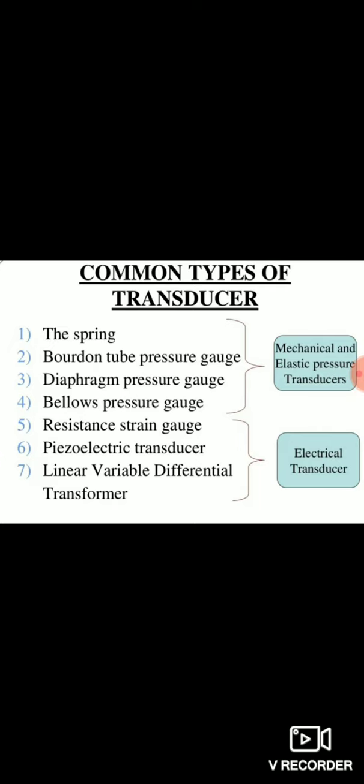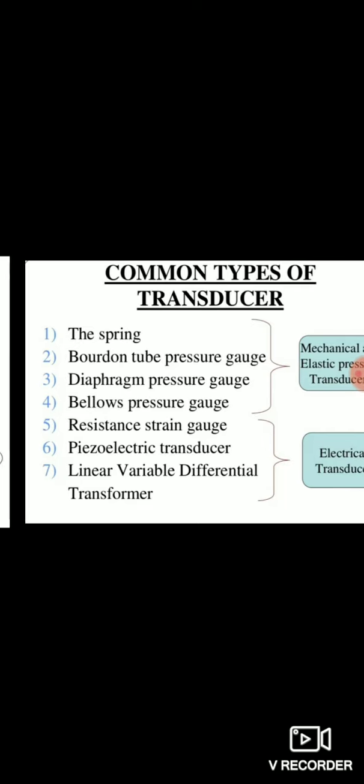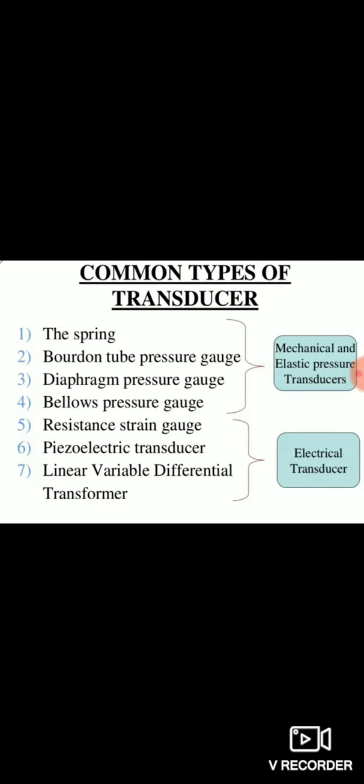Then common types of other transducers. First, spring, Bourdon tube pressure gauge, diaphragm pressure gauge, bellows pressure gauge. The first four are mechanical and elastic pressure transducers.